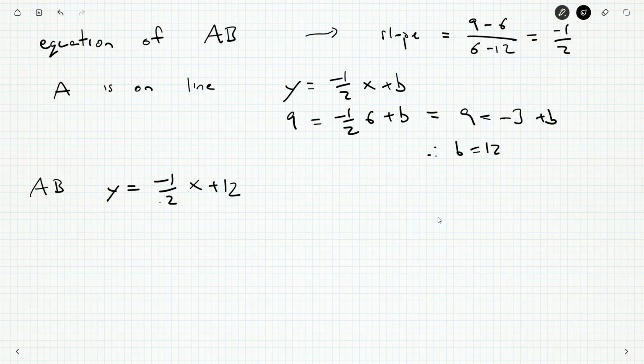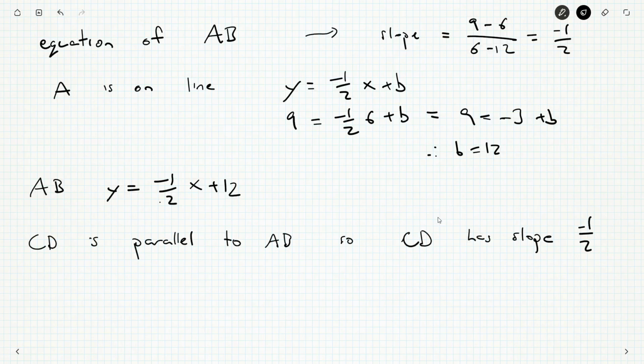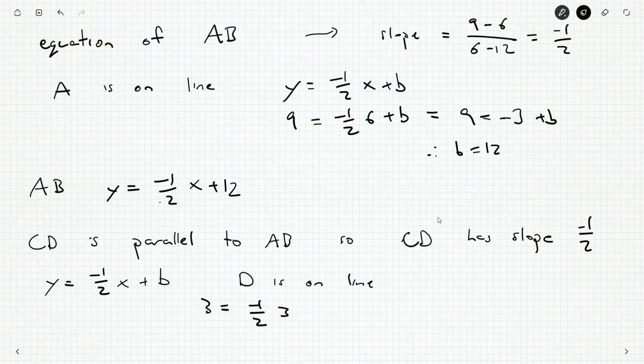And then what could I do? Well, I could say something like CD is parallel to AB. So CD also has slope negative 1/2. So this is actually a third way to do it, not with perpendiculars and not with geometric drawing of triangles, just with parallel lines. So y equals negative 1/2 x plus, again, I'll use b, and D is on the line, so 3 is negative 1/2 times 3 plus b.